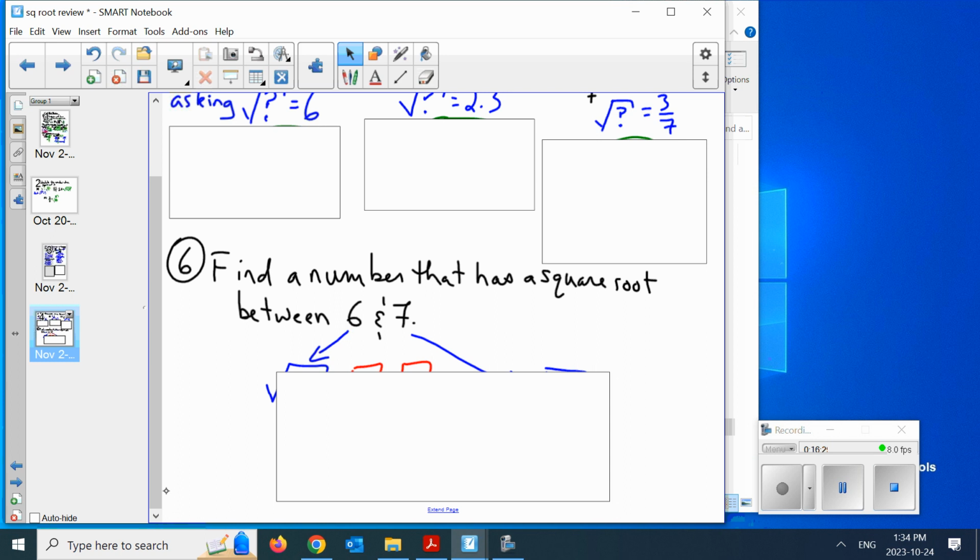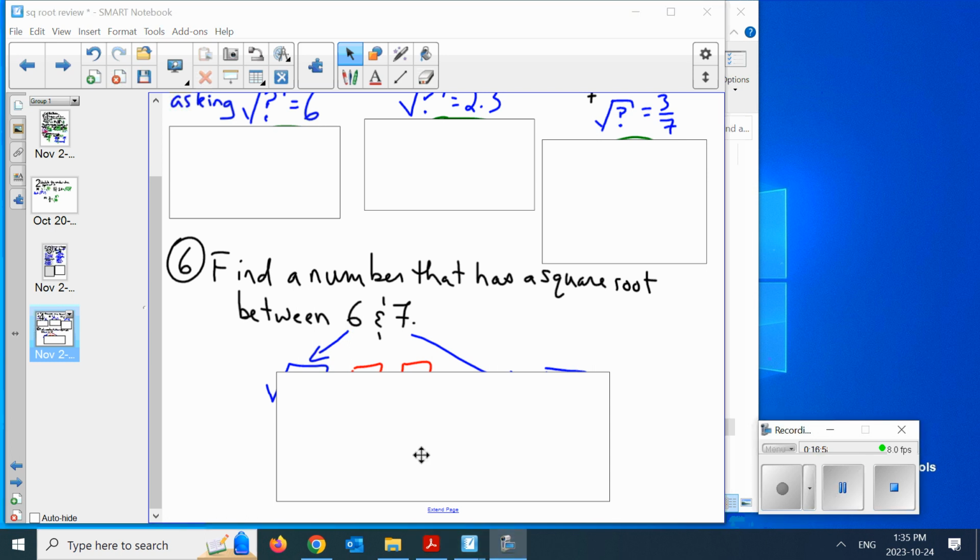Can it be a whole number? It can, yeah. The answer won't be. But we don't even need to work out the decimals. I'm just saying it has to fall in between them. So write down the problem. Find a number that has a square root between 6 and 7, and then we think, oh, wait for a second. It's still right.